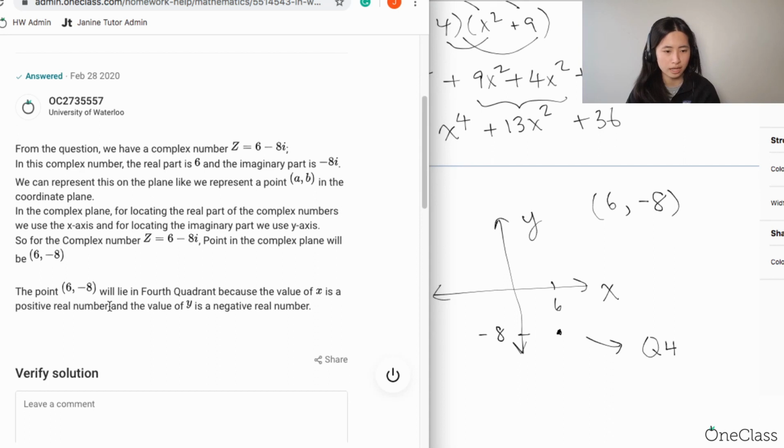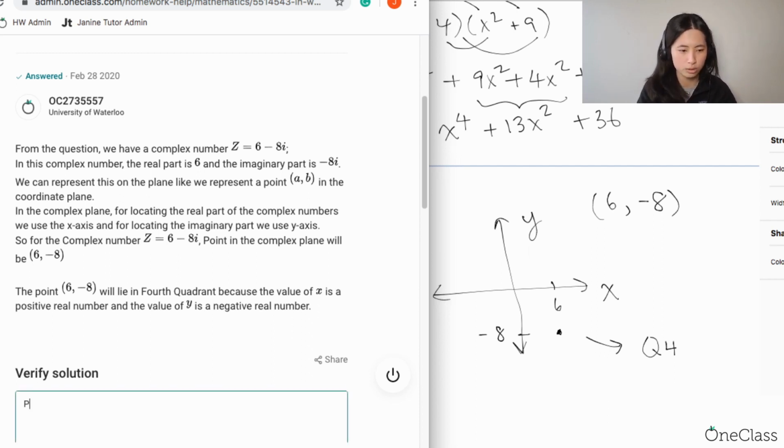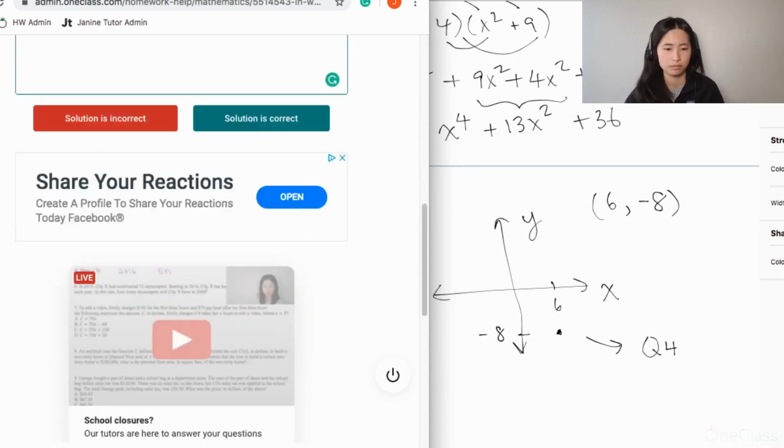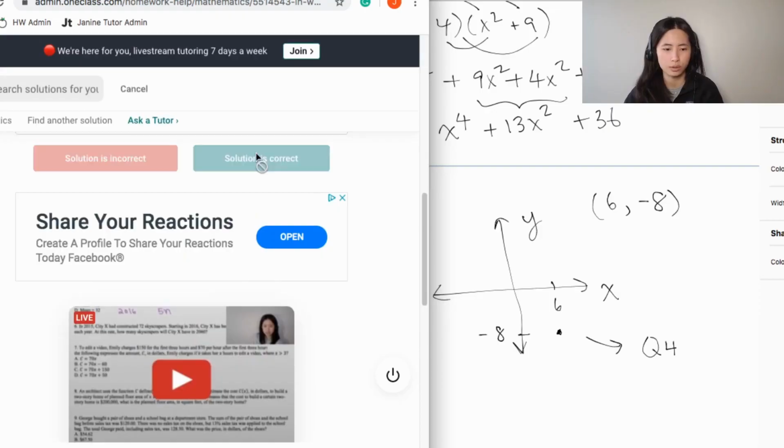The point 6 comma negative 8 will lie in the fourth quadrant because the value of x is a positive real number, and the value of y is negative. Yeah, it's pretty much what we did. So perfect solution and answer. Okay, great. So the solution is correct.